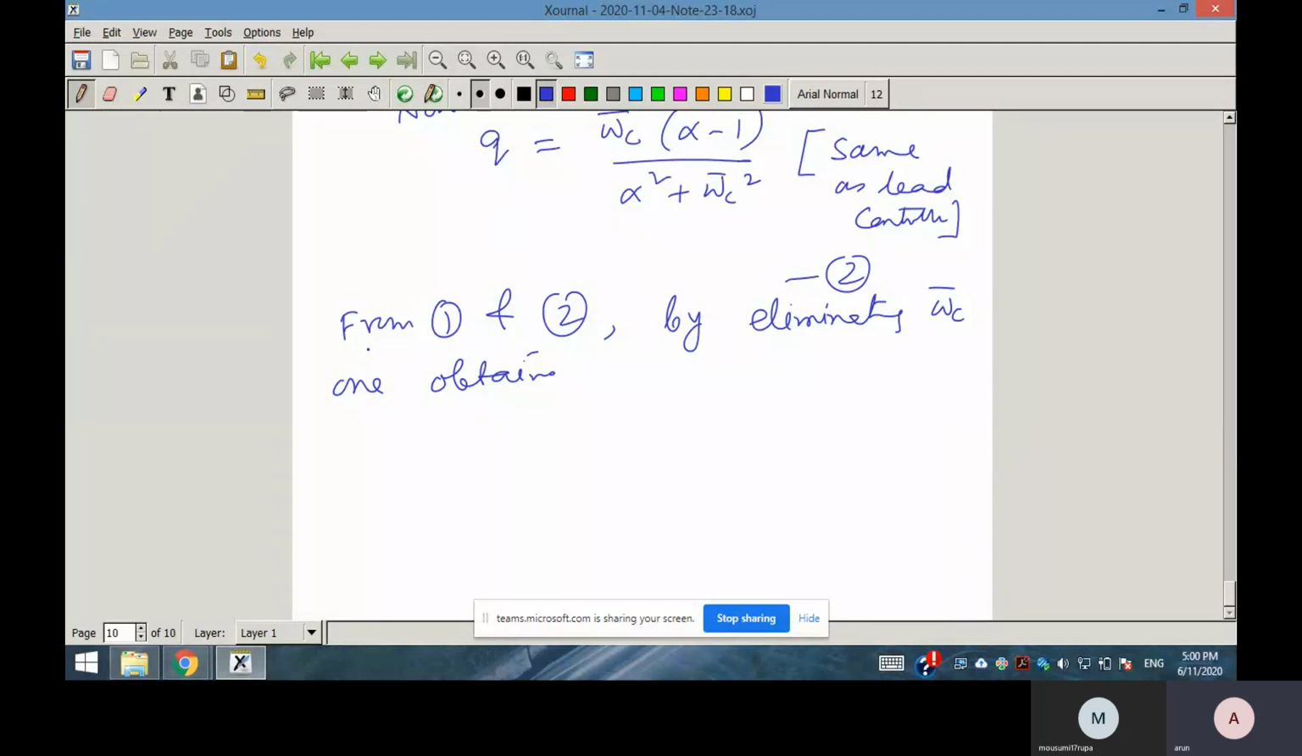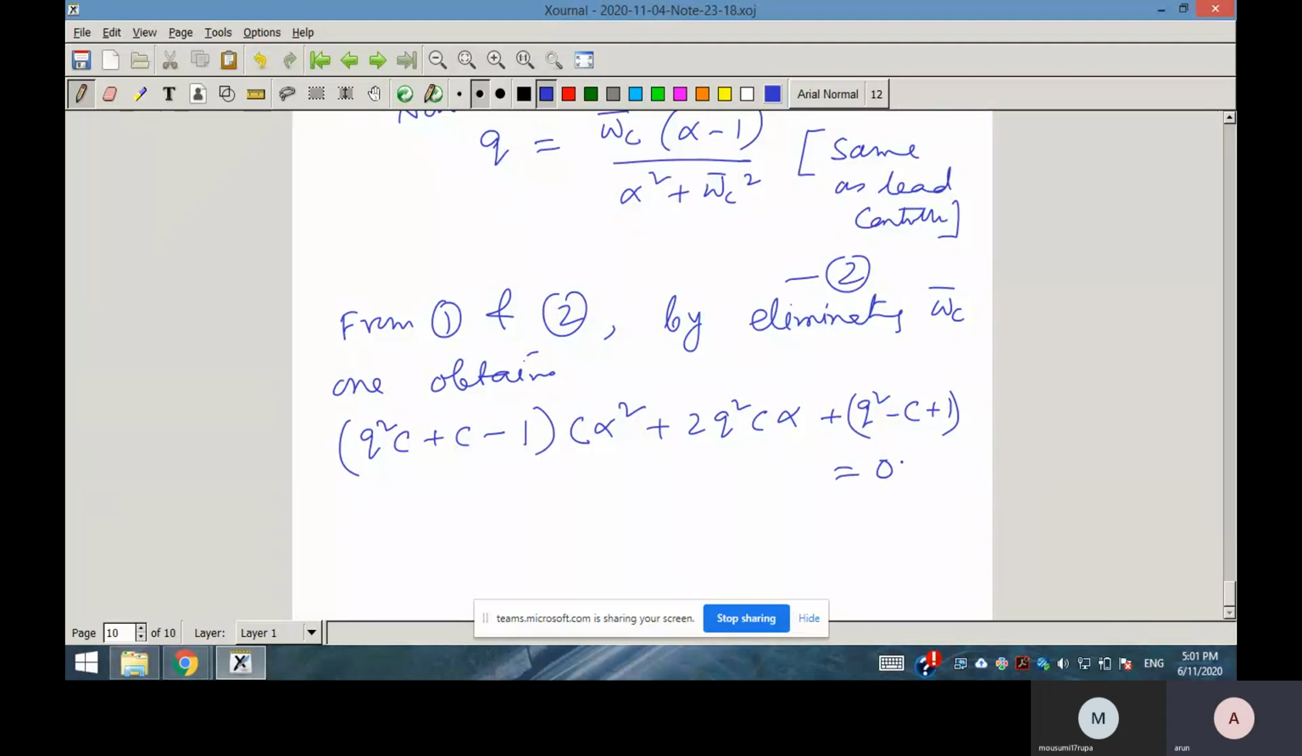So from 1 and 2, by eliminating, one obtains this equation. I am not deriving this one here. You can easily check. I suggest you please derive it, with the same process as we followed for the lead controller. So alpha square plus 2q square c alpha plus q square minus c plus 1, this is equal to 0.